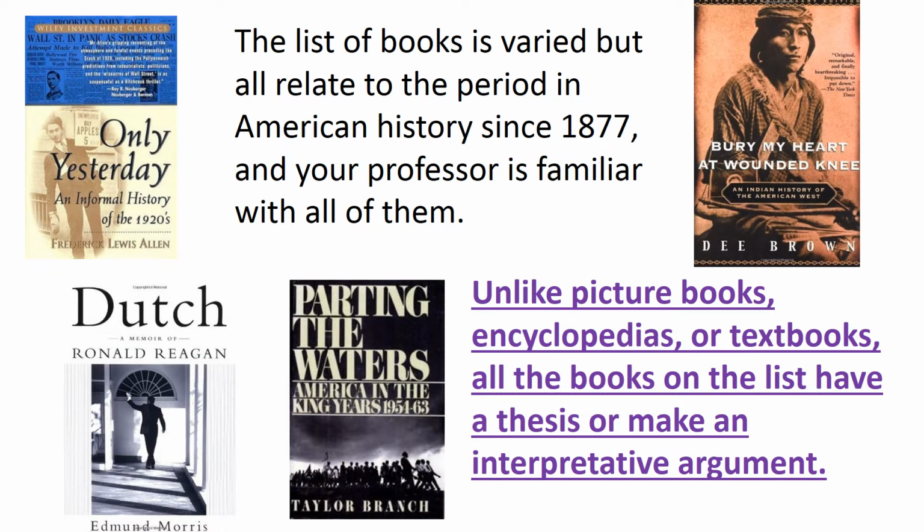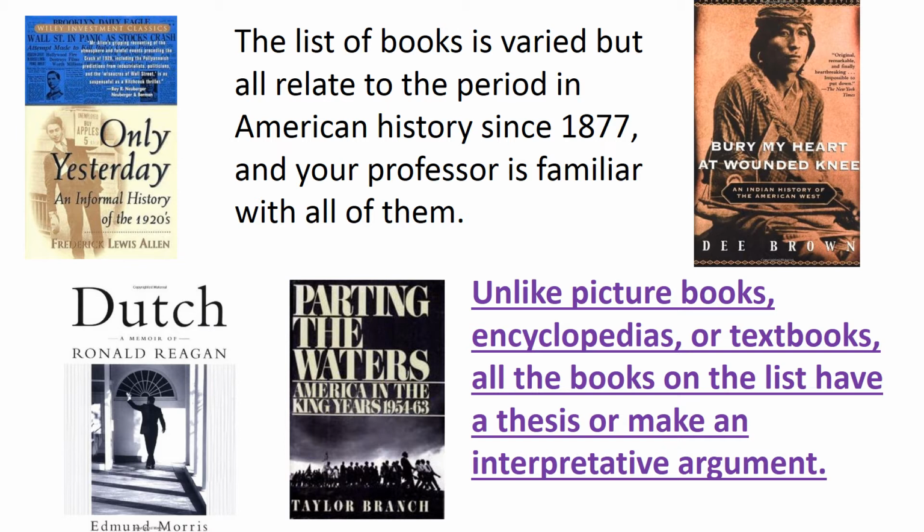The list of books is long and varied, but they do share certain things in common beyond simply their focus on post-1877 American history. Unlike, say, encyclopedias or picture books or textbooks, these books all make an argument. They all have what we call a thesis that is developed. Now, some of them are what we call monographs, an interpretive exploration of one particular subject. Others are biographies of one particular person, an attempt to analyze and draw conclusions on that person's life and impact.